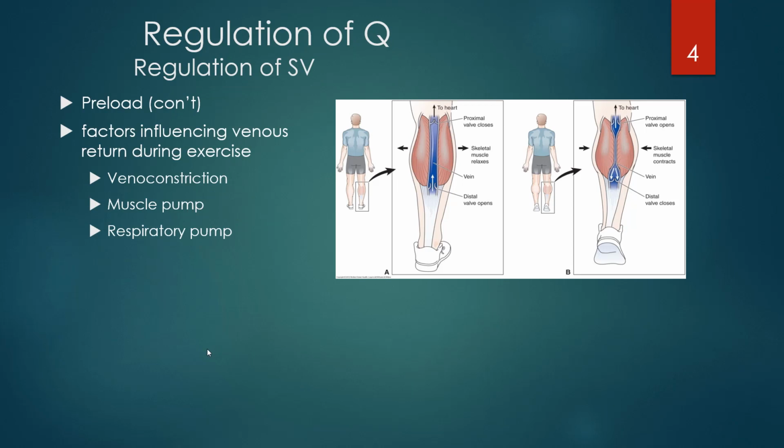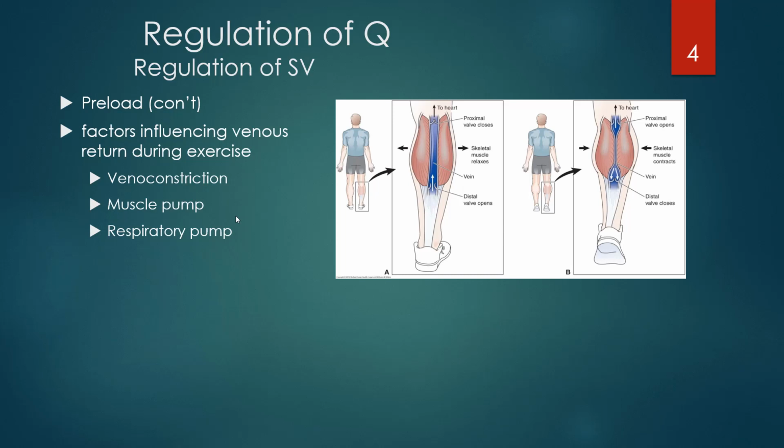All right, so this is really important during aerobic exercise. So I want to talk about during aerobic exercise, what are some factors that influence this venous return and maintain venous return, and thus maintain the preload, which is going to maintain our stroke volume during exercise. So I have three things listed here, and I just want to touch briefly on each. So venoconstriction, which is constriction of the veins.